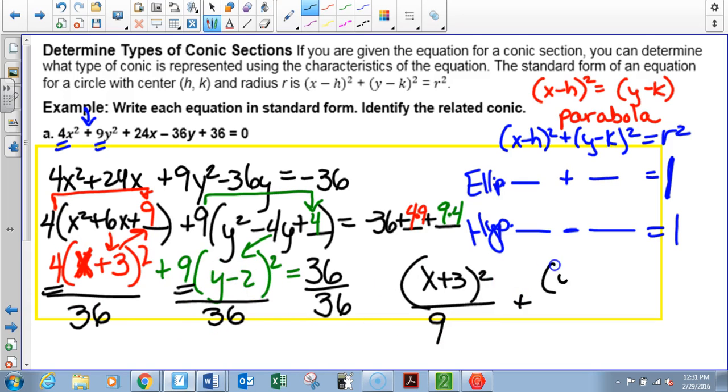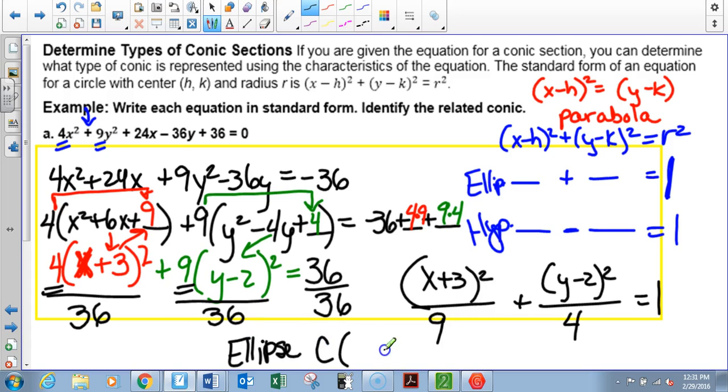Plus y minus 2 squared over 9 goes into 36 4 times, and over here 36 over 36 is 1. So which kind is this? Which conic? It is an ellipse. And the center is at what? Negative 3, 2. And would this be longer horizontally or vertically? Yeah, it would be a horizontal one. All right. All you have to write is ellipse, and if you would write the center, that would be good practice, but I'm not going to make you do all the rest.